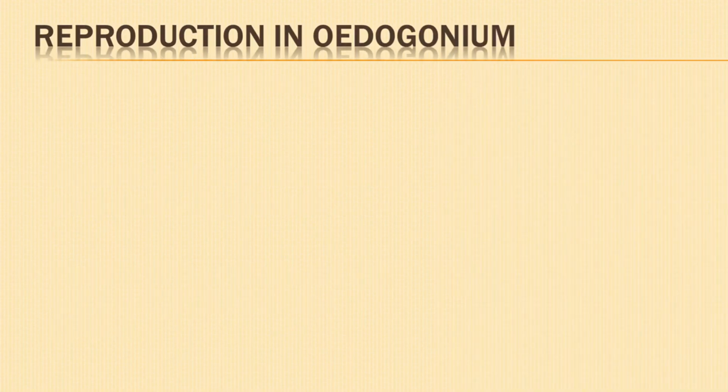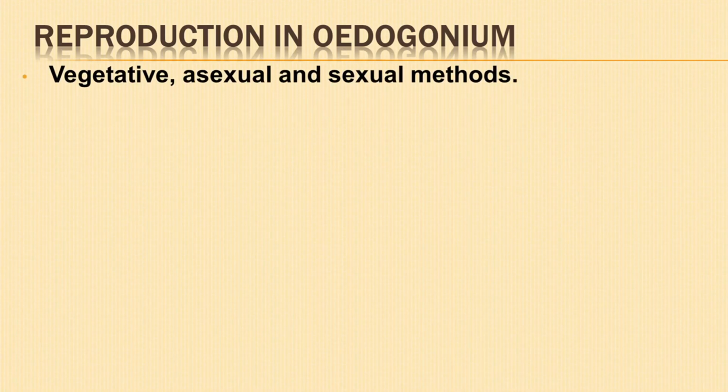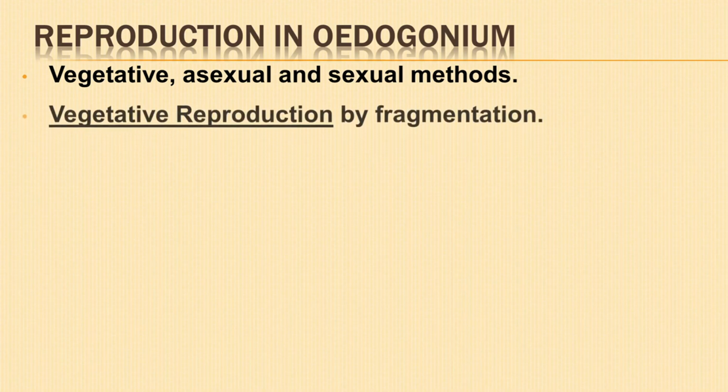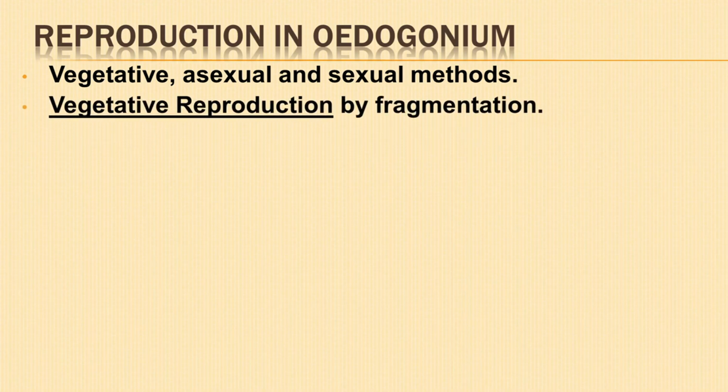Next, we shall learn about reproduction in Oedogonium. The different methods of reproduction in Oedogonium are vegetative, asexual and sexual methods. Oedogonium reproduces vegetatively through fragmentation.